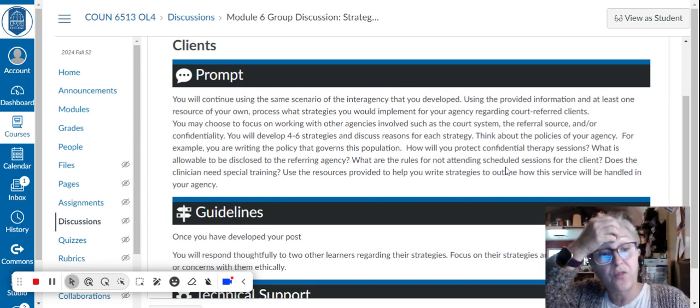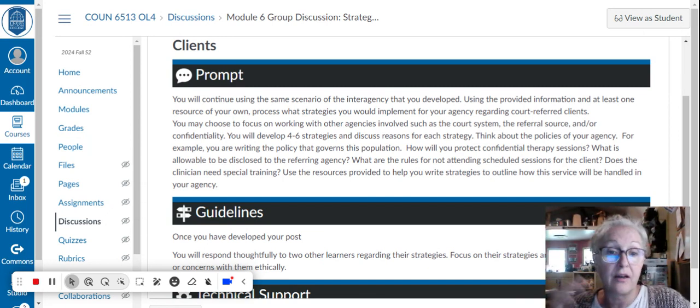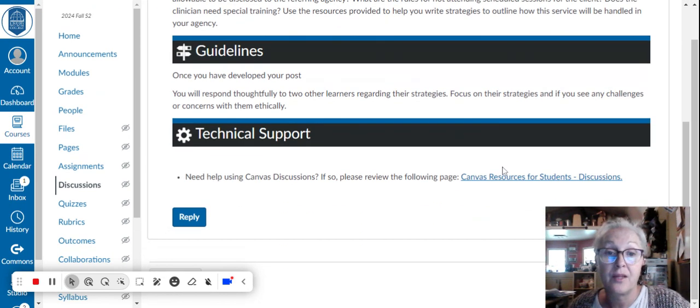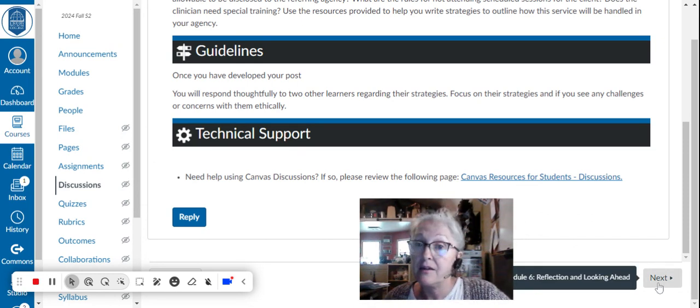So what are the rules for them scheduling and not showing? So you want to get 4 to 6 things here that you can talk about, that this is how you want court ordered or court mandated, non-voluntary clients. How are we going to protect them, serve them? How does that look for you and your agency? And then again, it's not a lot of work.